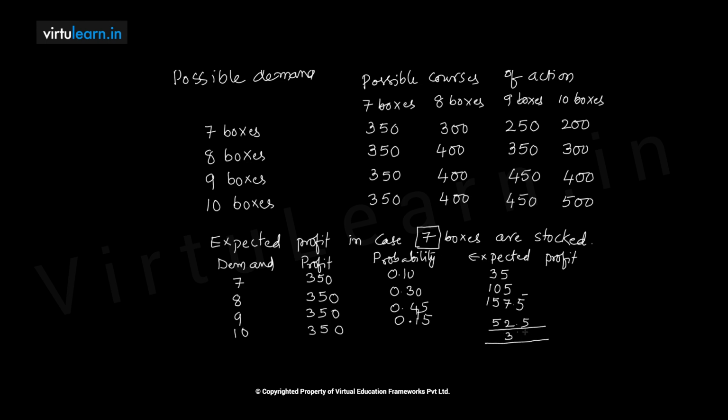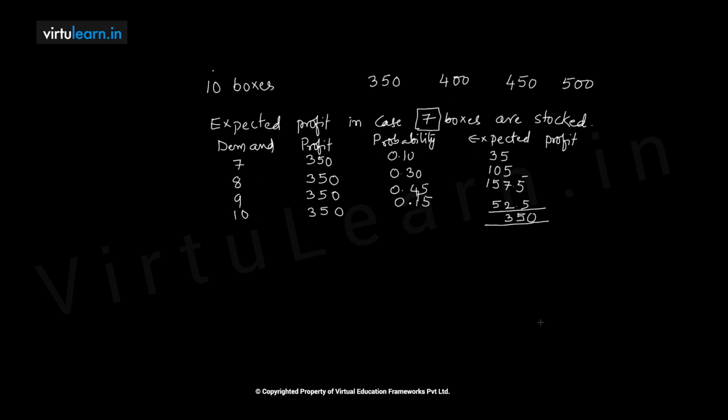What this 350 indicates is the average profit the vendor will get if he chooses to stock 7 boxes each day. So similarly we will examine if he chooses to stock 8 boxes, and if he chooses to stock 9 boxes, and similarly for 10 boxes. We'll find that out, and then we'll see which one would fetch him the highest profit.